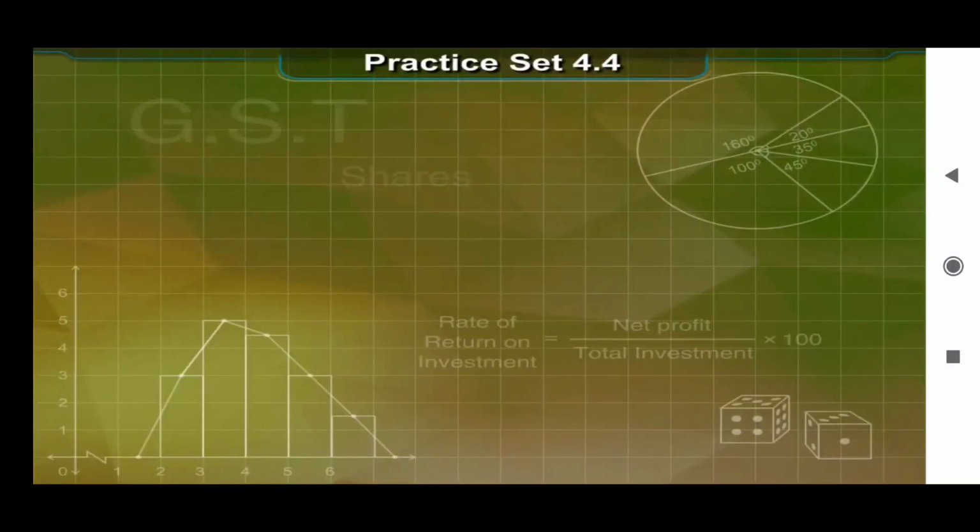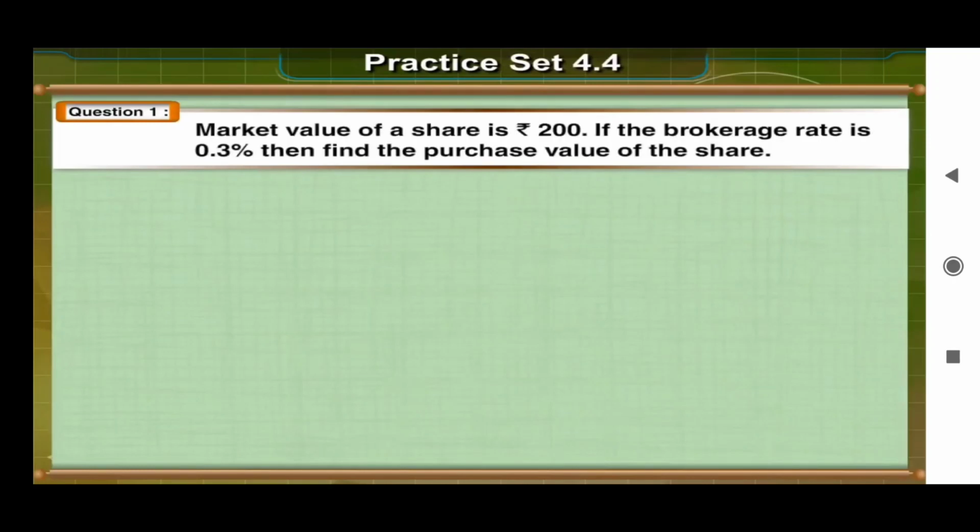Practice set 4.4. Question 1. Market value of a share is rupees 200. If the brokerage rate is 0.3%, then find the purchase value of the share.